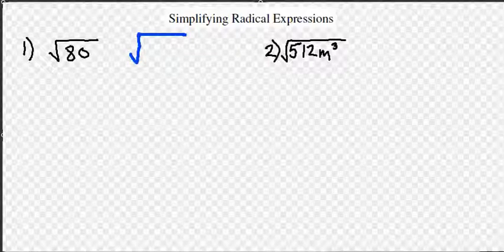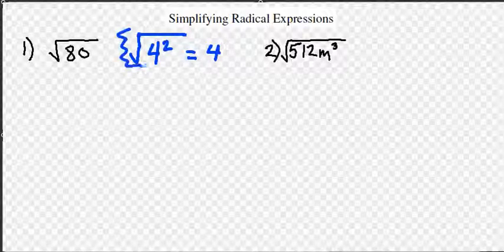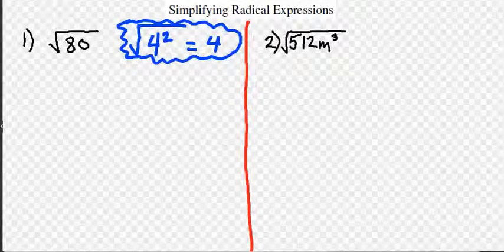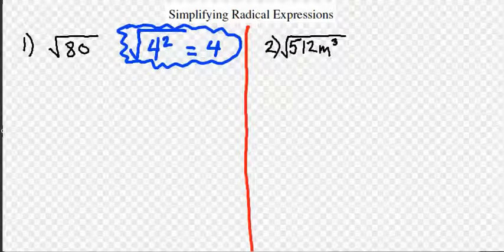What we do know about square roots is that they undo squares. So for example, the square root of 4 squared is 4. This is an important concept to understand for what I'm about to explain to you. The first step in simplifying something like the square root of 80, let me separate these two problems, is going to be finding all the factors of 80.